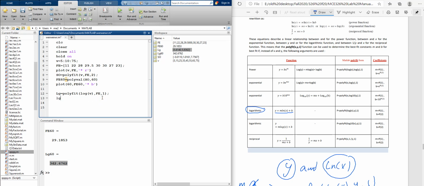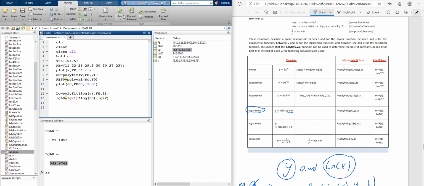We can say that LG60 equals the M value. The M value is the first value in the LG vector, times the ln, which is the log of 60, like this, plus B. B is the second element in the LG vector, like this.